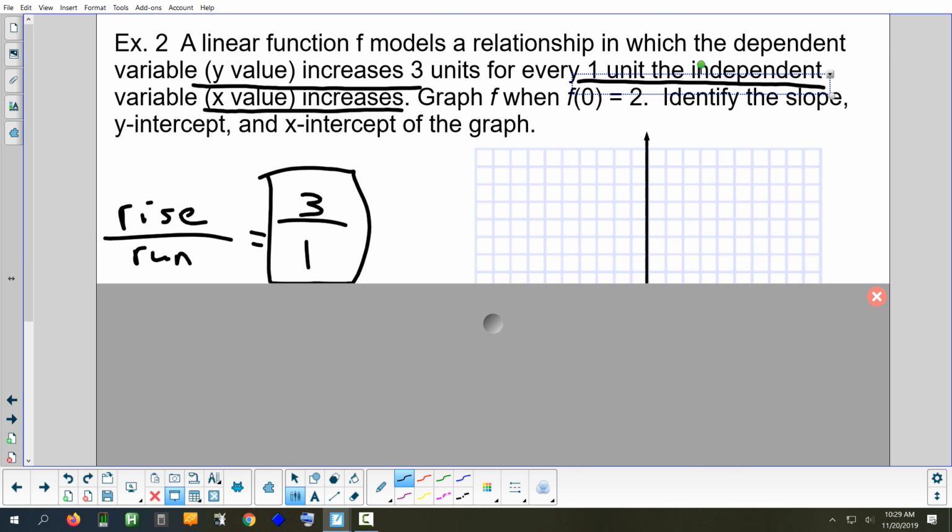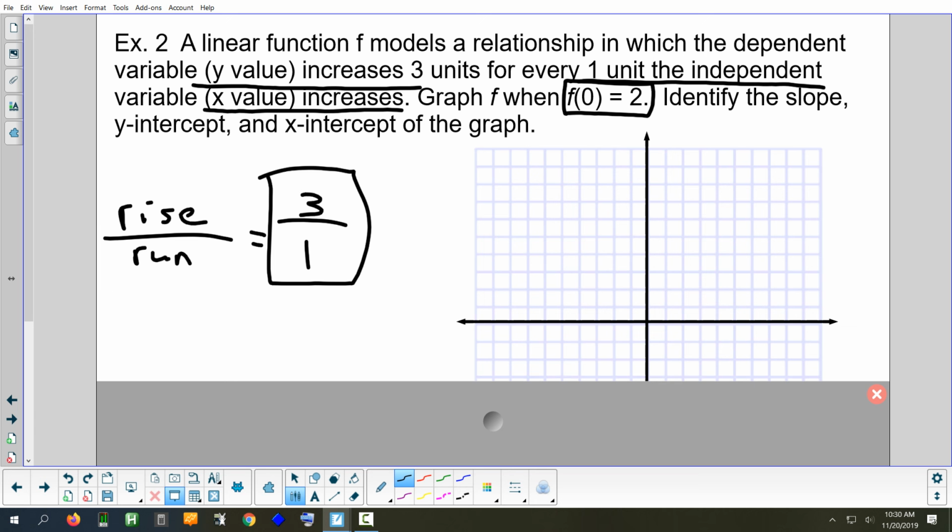Now, once you have the slope, what do you need first though? What did we always have first? We always had the y-intercept. That's what this is saying. That thing that I just put a box around, that is your y-intercept.